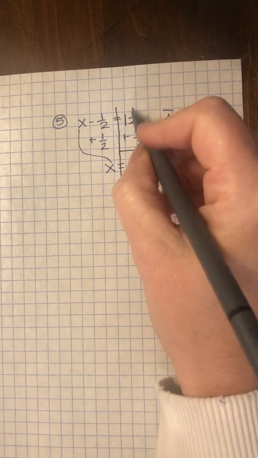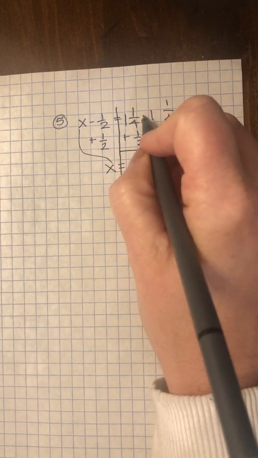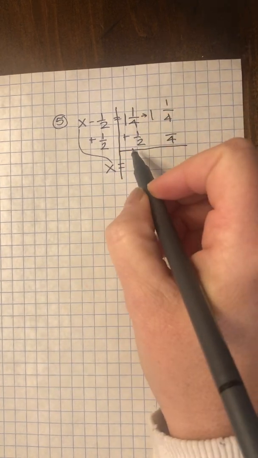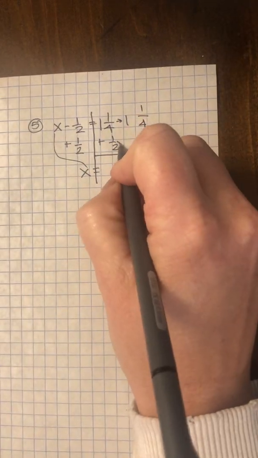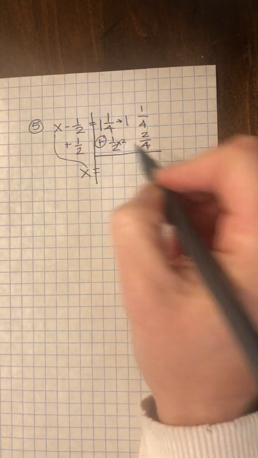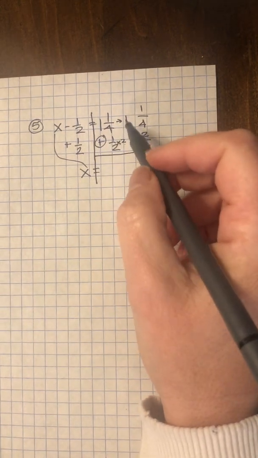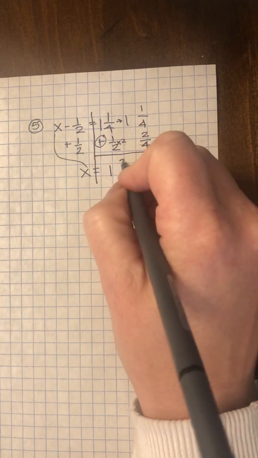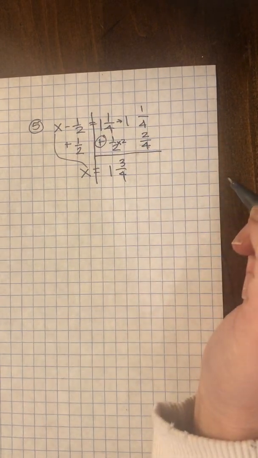So 1 and 1/4 stays the same, so I'm just going to move it over. But 1/2, to turn 2 into 4, I have to multiply it by 2, so I have to do that to the top also. And I'm adding. So when I add, I get 1 and 3/4.